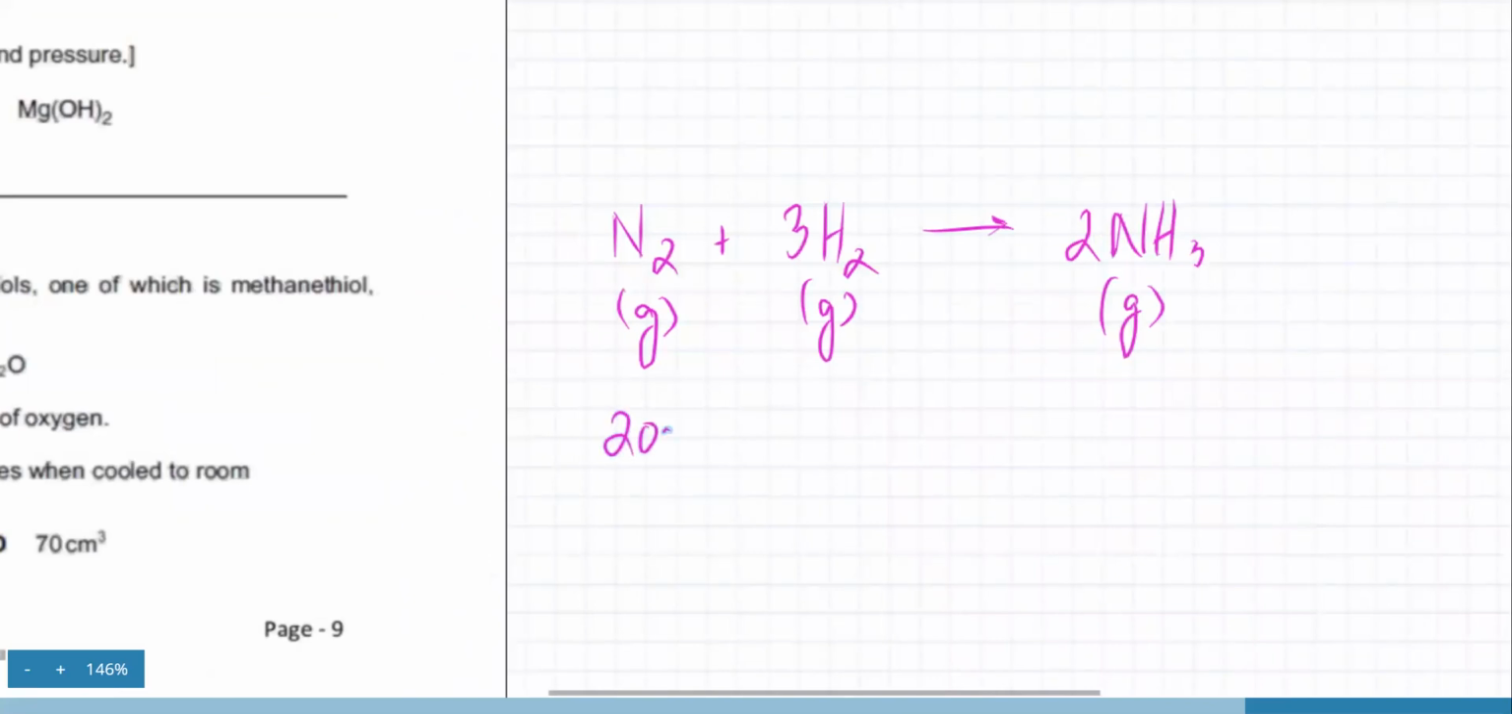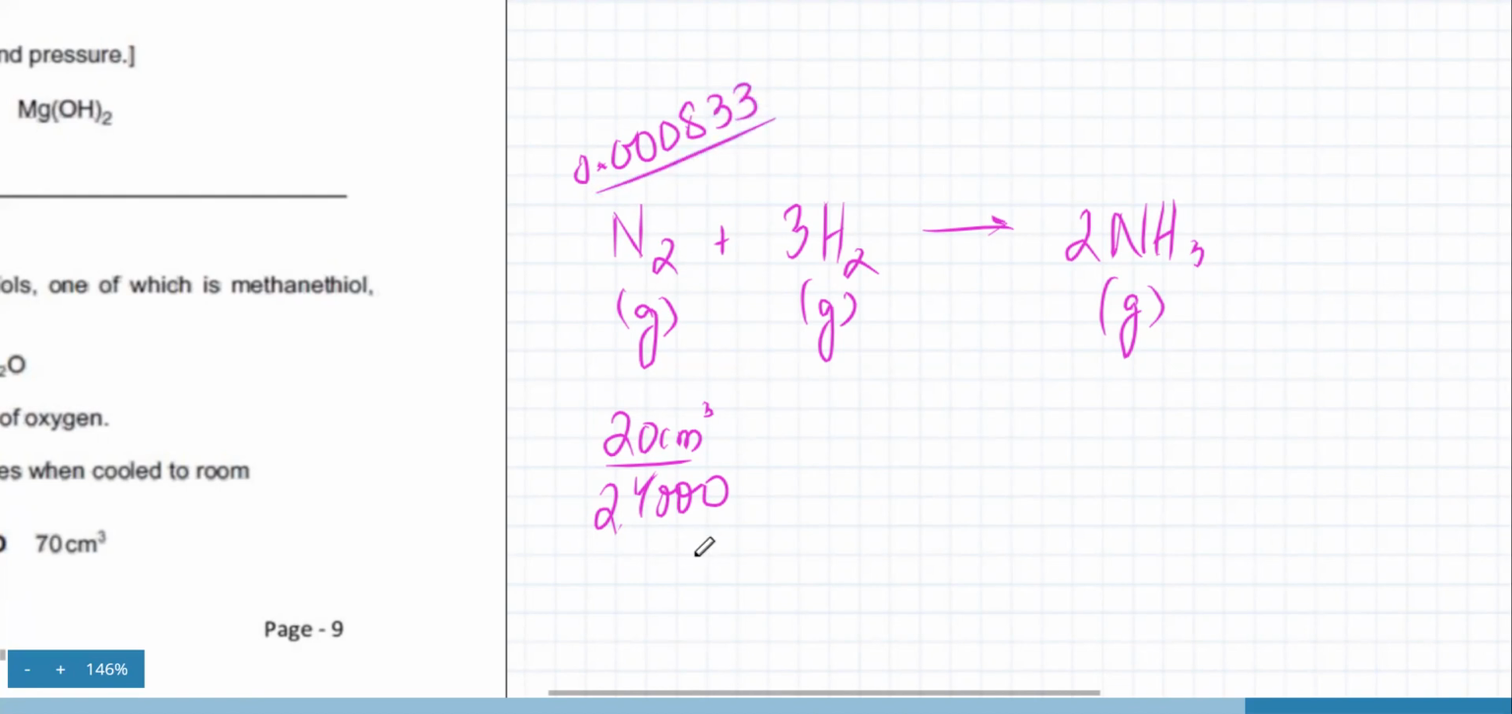Let's say I tell you that 20 cm cube of nitrogen is reacting. How would I find the volume of the other substance? What's the first thing that you're going to do? You first work out the moles of nitrogen, right? Tell me what the moles are. This is cm cube, so you have to divide by 24,000. Or you can convert that into dm cube. So it's 0.00083, three zeros after the decimal, and 833 moles, right?